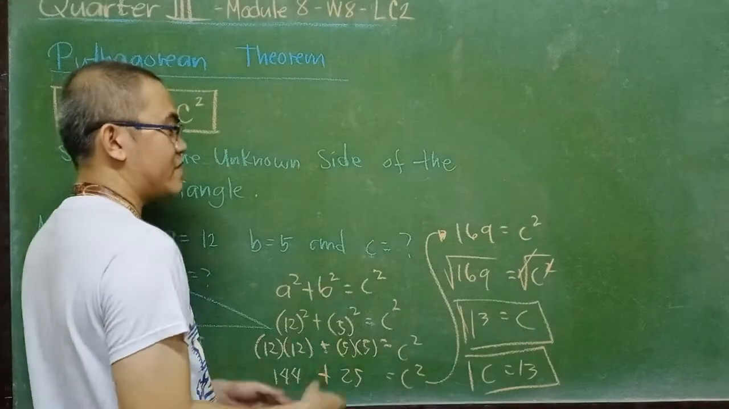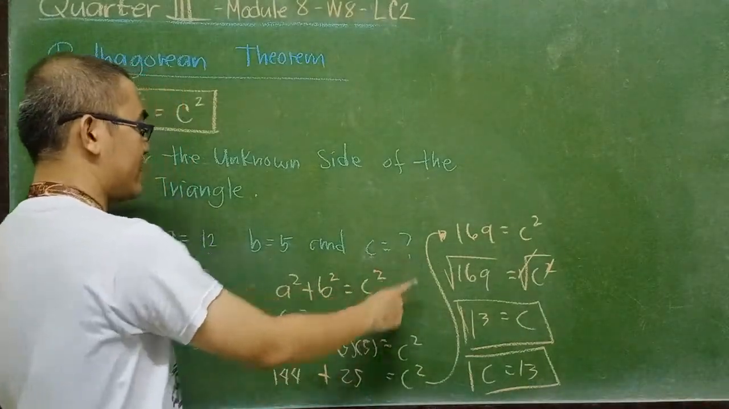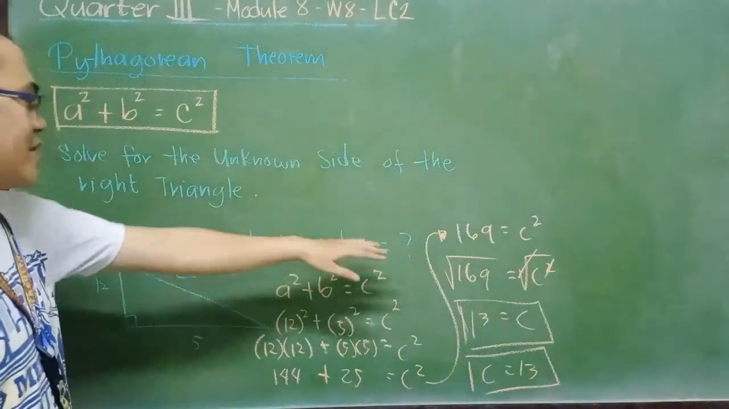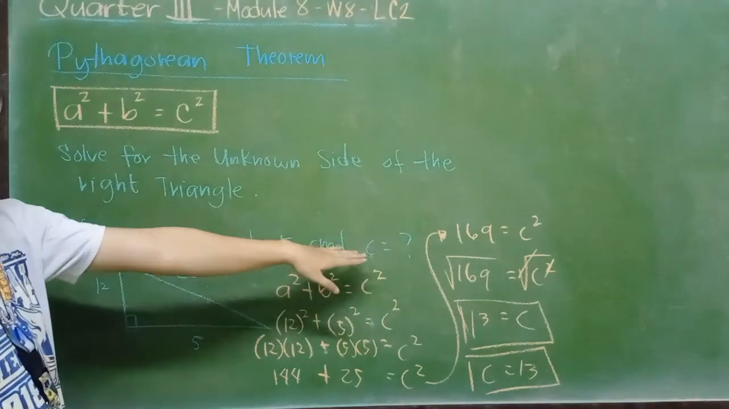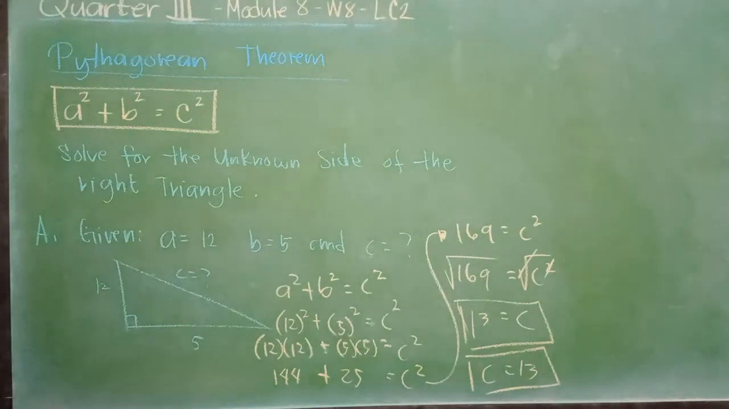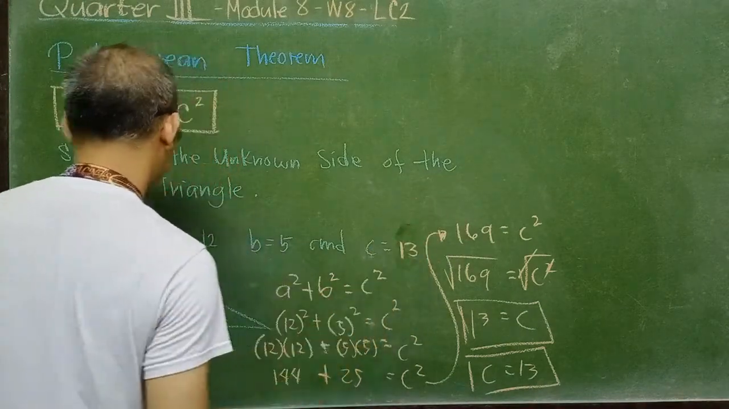Pwede mo pagbaliktad din since equal lang sila. So yung C natin dito is 13. So this 13 will make the given or these three numbers as Pythagorean triple. So ganyan sinusolve kapag may unknown. So pag unknown yung C, ganyan yung ginagawa. What if, so this is 13.